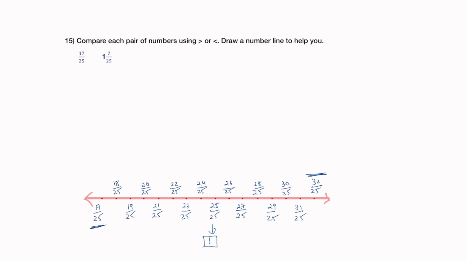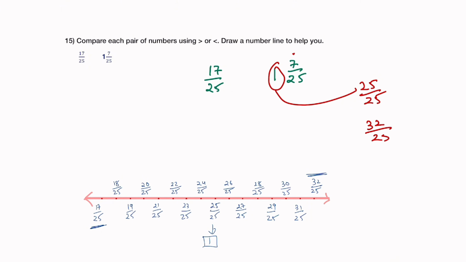Next one, 17/25 and 1 7/25. So these are the numbers, 17/25, 1 7/25. Now look at this one. This one says that it's already 25/25, and you still have 7 more. So that's going to be 32/25. So is this or this bigger? You know what is bigger, right? So this one is smaller than this. That's how you do it. It is that simple to decide, right?